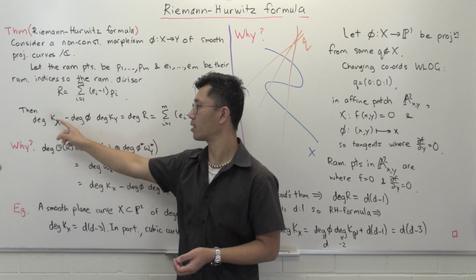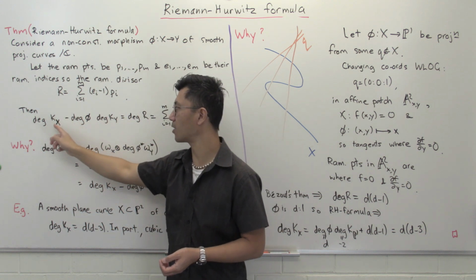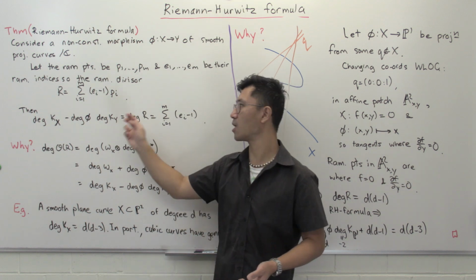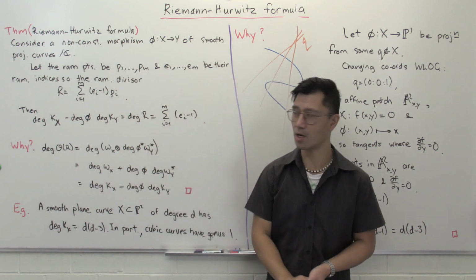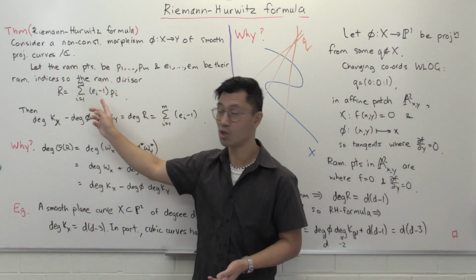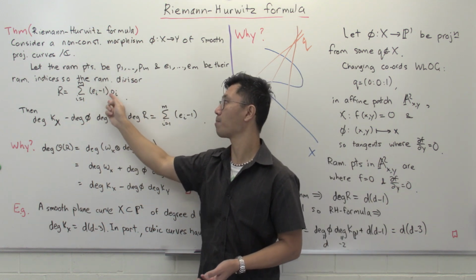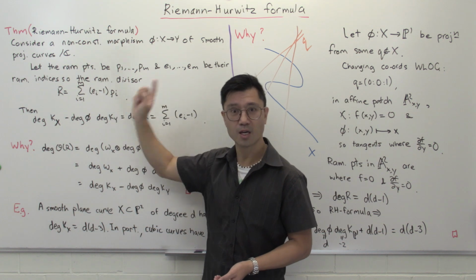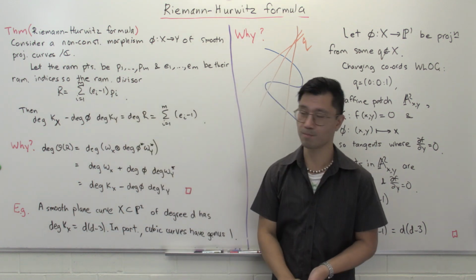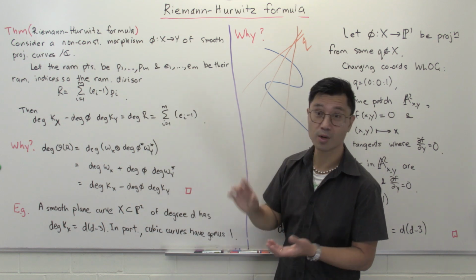Okay, and the formula is as follows. This difference, not the exact difference, but the degree of Kx minus the degree of phi times the degree of Ky is just equal to the degree of this ramification divisor. And the degree of this ramification divisor is quite easy to compute here using these ramification indices, and we'll see an example of this later. It's just the sum of these coefficients over here. So let me show you why this is true, and it's now quite easy.